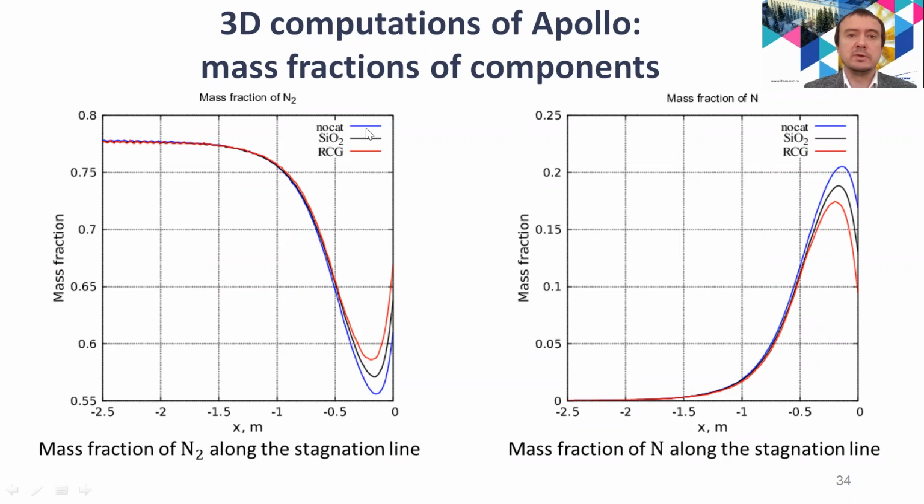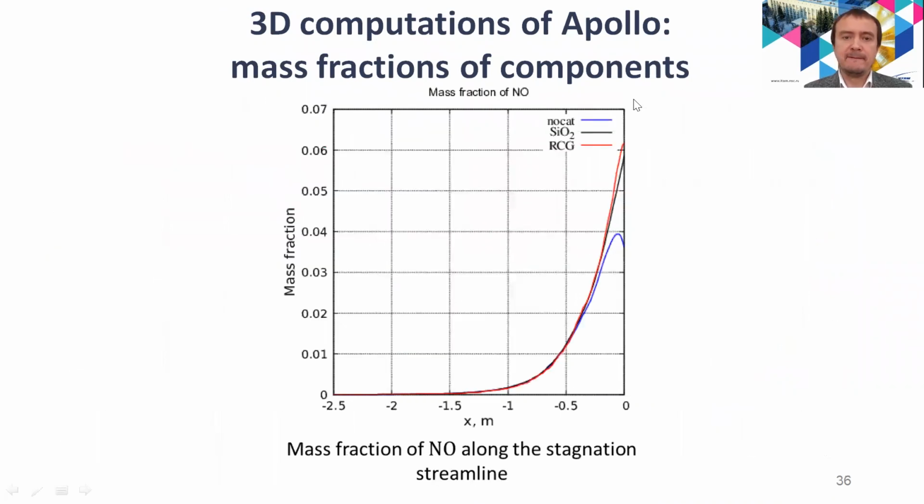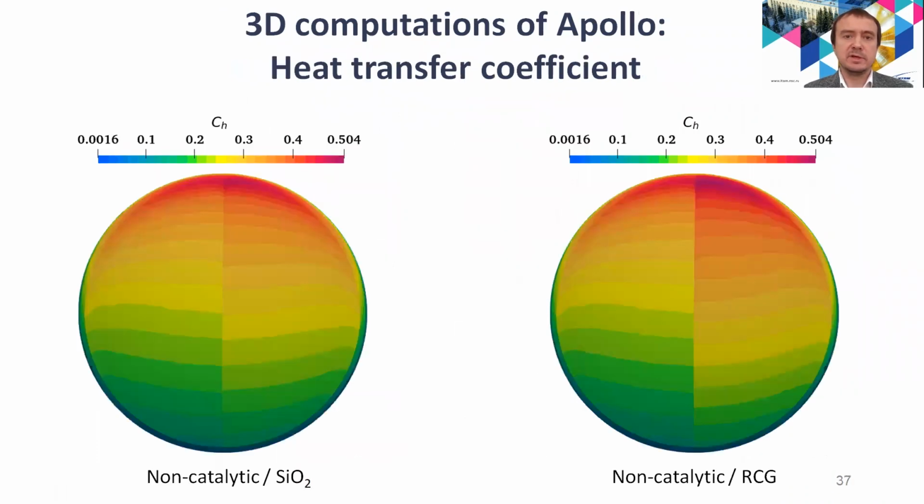The blue curve is the non-catalytic case. The black is the Kurosaki model with NO production, and the red one is the RCG model, and we see the very clear effect of the surface chemistry, and the RCG model gives more pronounced effect than the Kurosaki model. The same for the mass fractions of molecular and atomic oxygen, and for NO. Qualitatively, the results are the same.